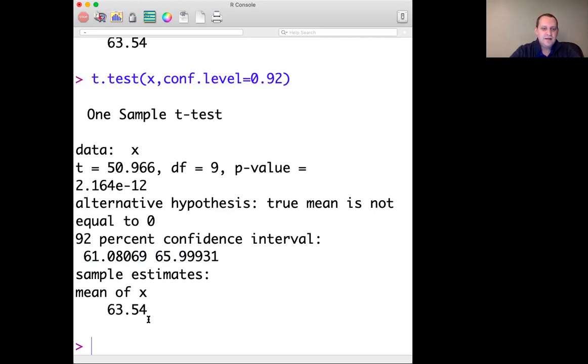So that's it. In the next video, I'm going to show you how to use R to talk about the t-distribution, basically very similar to the commands for the normal distribution.